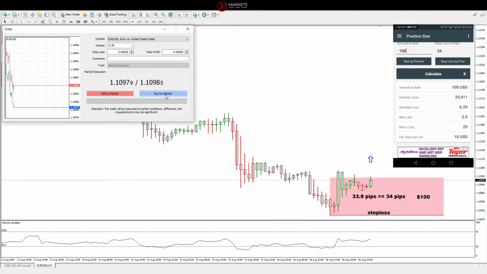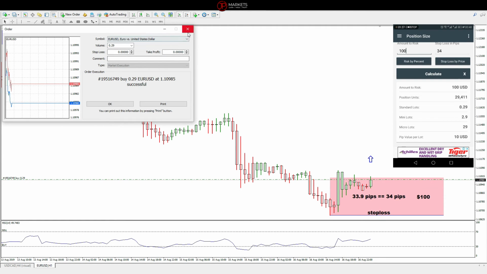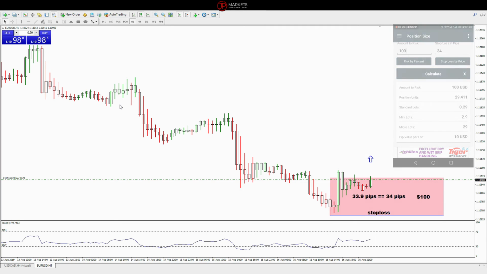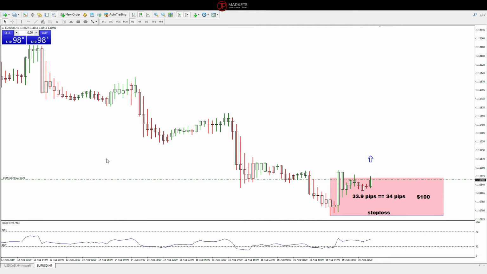Okay, so it's asking me to confirm the trade. Yes, buy by market. Bam, there we go. So the trade was successfully loaded and we bought with a 0.29. So we're expecting that if we drag this trade from here to the stop loss, it should tell us that we're risking $100. So let's drag it.